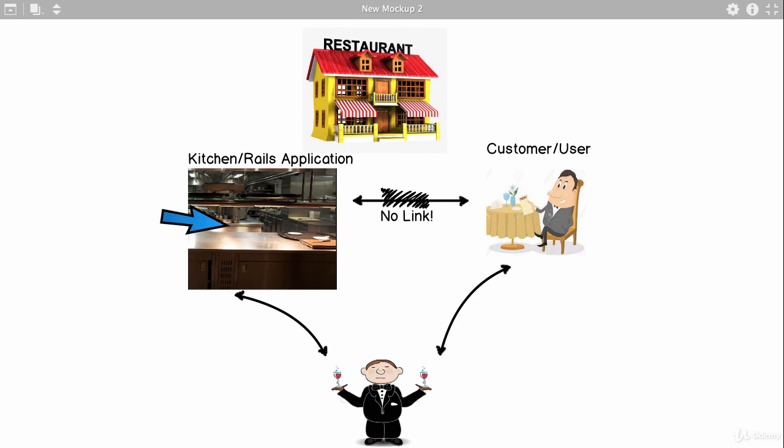Now, this is your Rails application. By default, the customer has no link or no access to the Rails application or to the kitchen. If you think about it, you walk into a restaurant, you don't directly go back to the kitchen and say, hey, I want this dish, right? There's no link. You need a server, a waiter who basically gets the request from you, communicates it to the kitchen, brings the food back, and then gives it to you at your table, okay? So that's the server. And quite literally, for web applications, this guy is the web server.